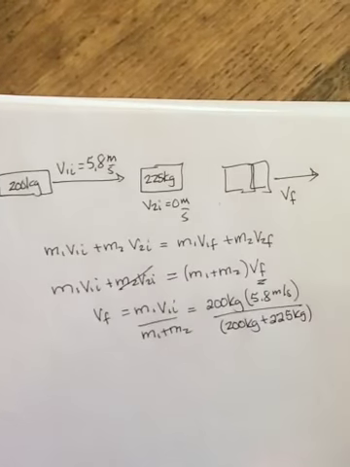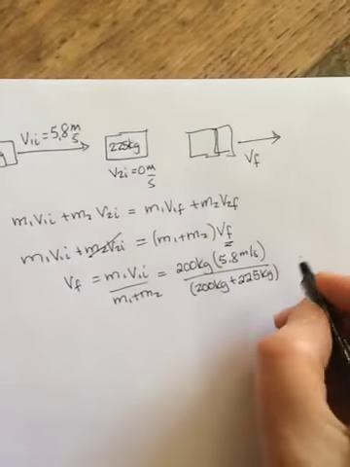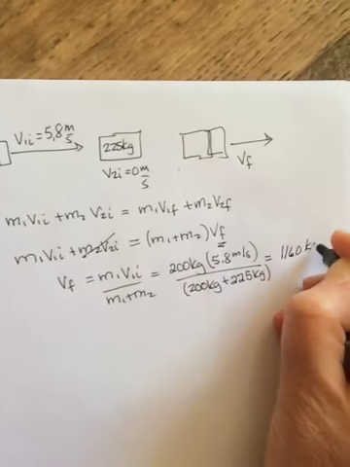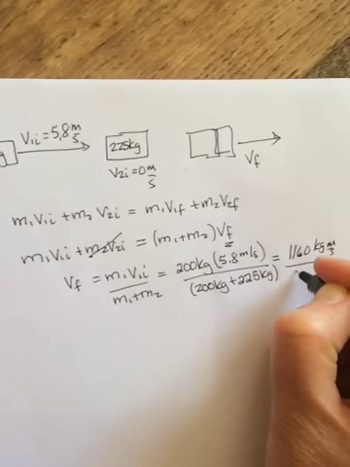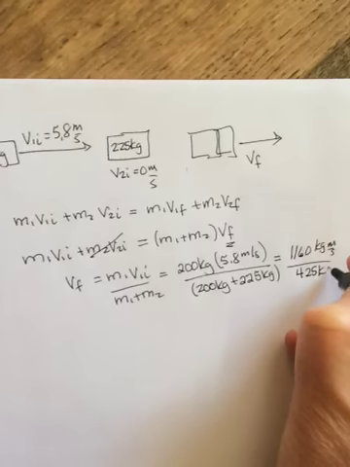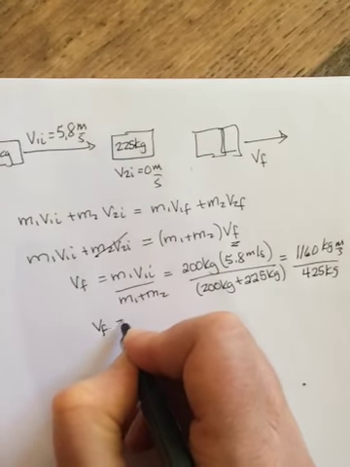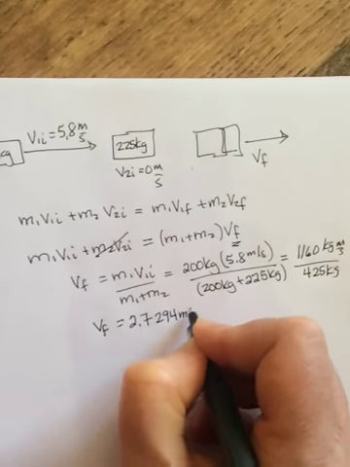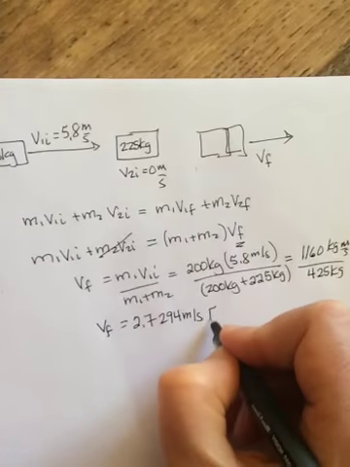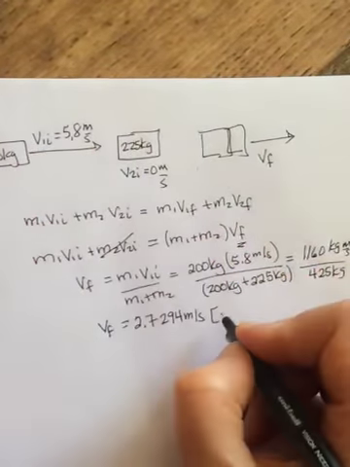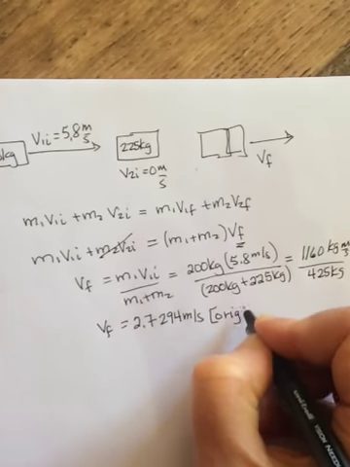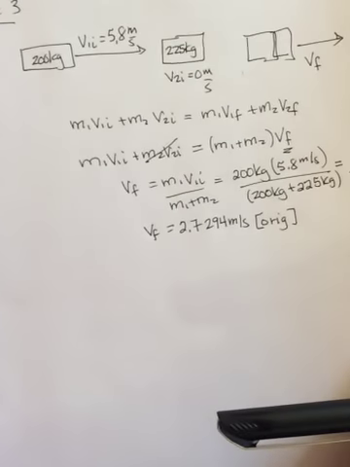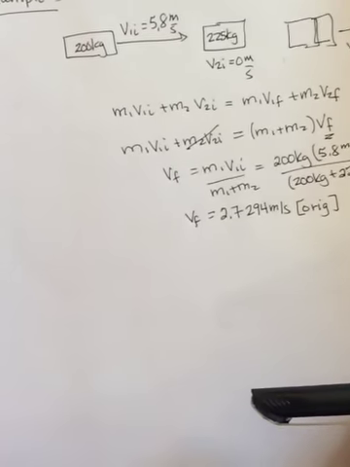So it should not be as difficult to punch in your calculator this time, I hope. On the top, 1160 kilogram meters per second. On the bottom, 425 kilograms. The kilograms will cancel out. When you divide, you get 2.7294 meters per second. It works out to be positive, which means it's going in the direction of whatever the first one was originally. Since we weren't told that in the question, we can just put in brackets orig, meaning whatever that original direction was, these two are still going that way.